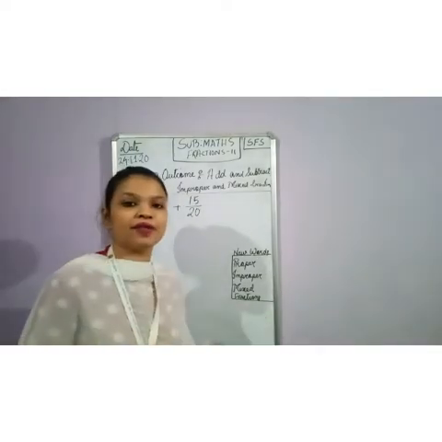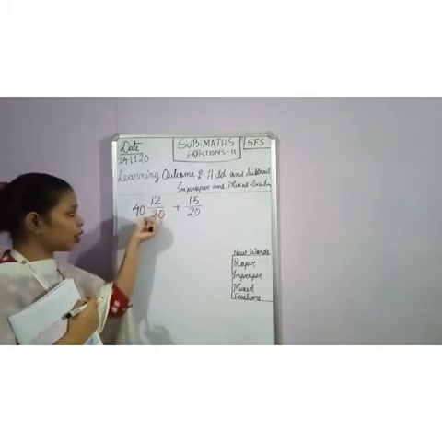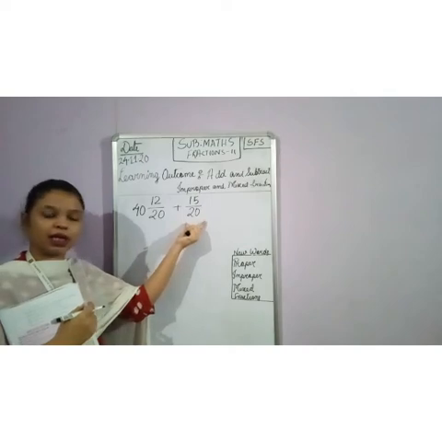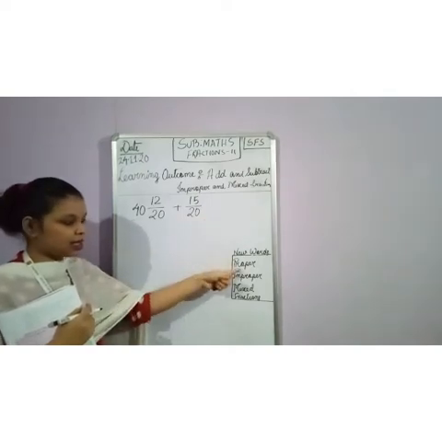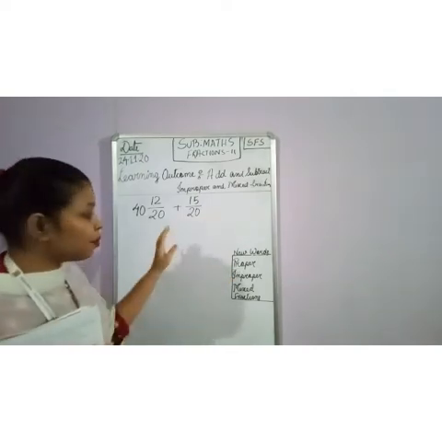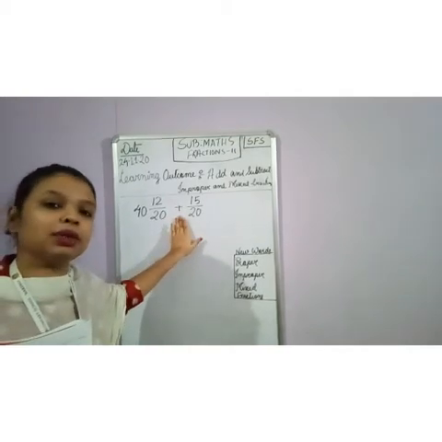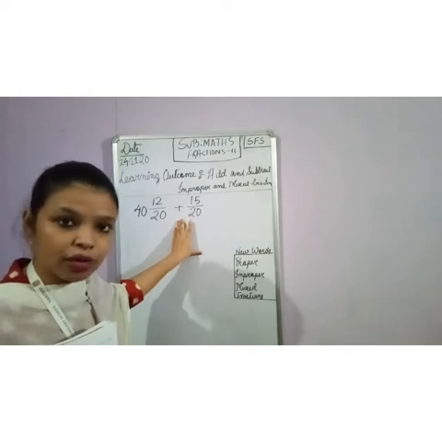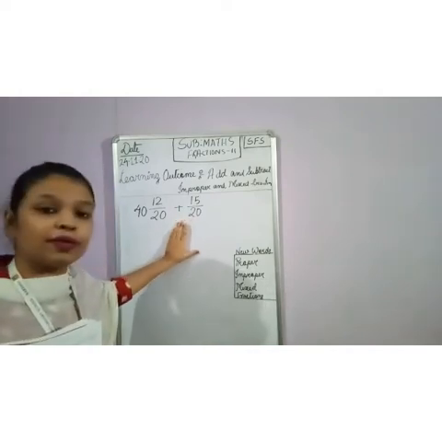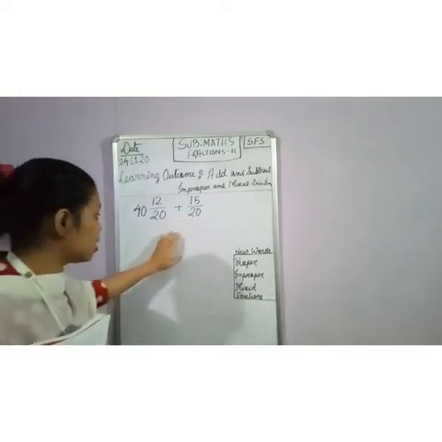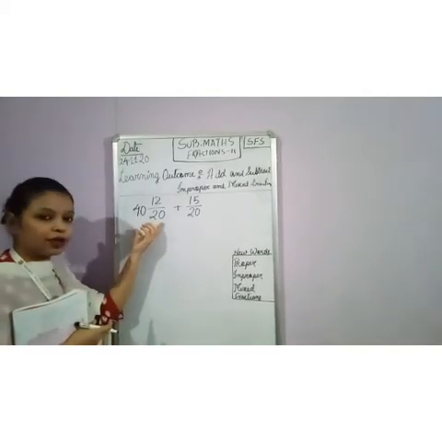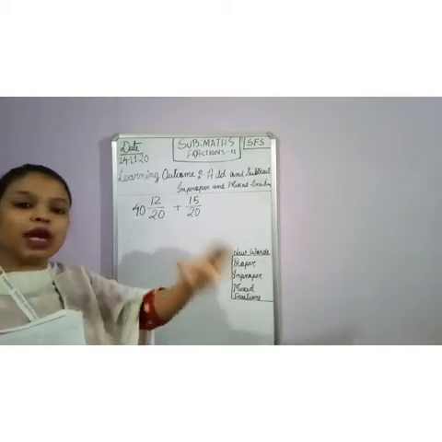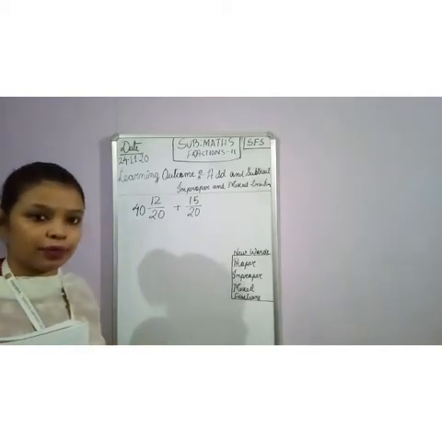Now here I have taken a question: 40 and 12 by 20, that means it is a mixed fraction, and the other one is 15 by 20, a proper fraction. The mathematical operation in the middle shows that we have to do addition here. Now look at the first number, 40 and 12 by 20. This is a mixed fraction. We have to convert it into an improper fraction.